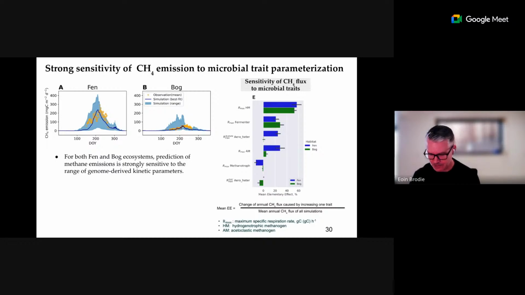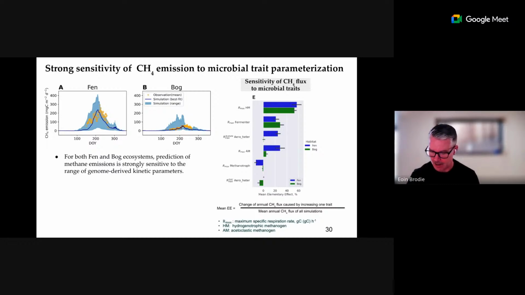What I'm not showing here is that the choice of microbial parameters also has a big effect on things like net ecosystem exchange, which is the ability of the ecosystem to absorb carbon dioxide or carbon dioxide equivalents. So plant growth and performance are also impacted by microbial parameters, not just methane flux.